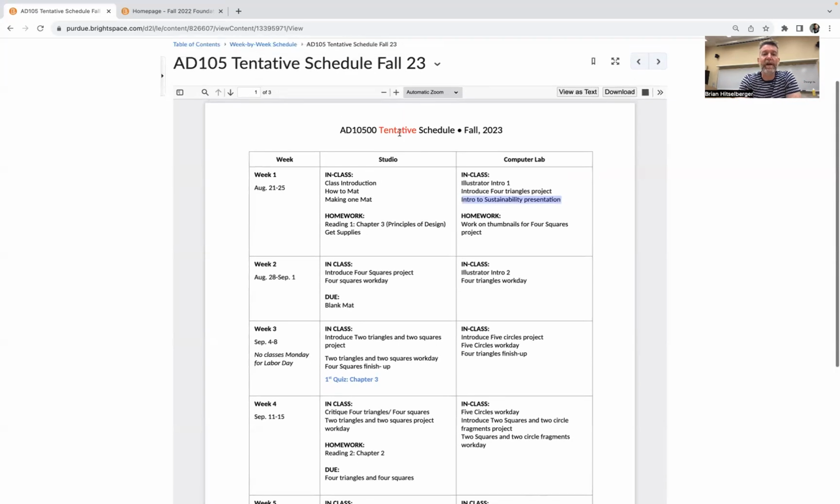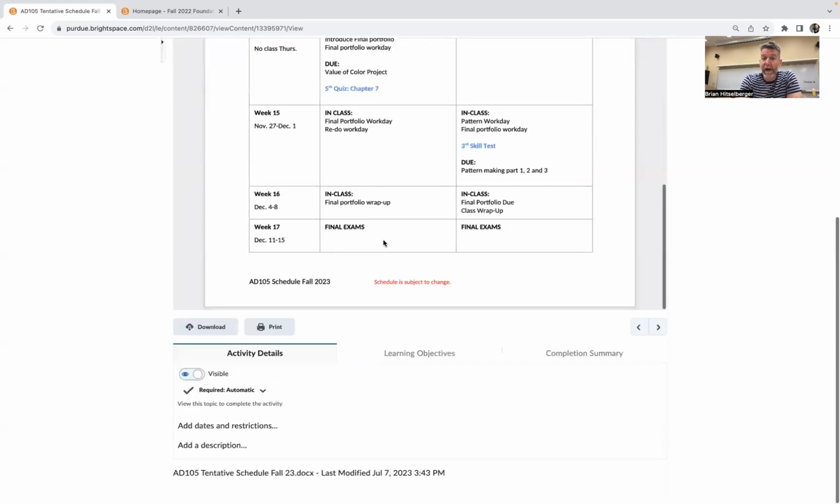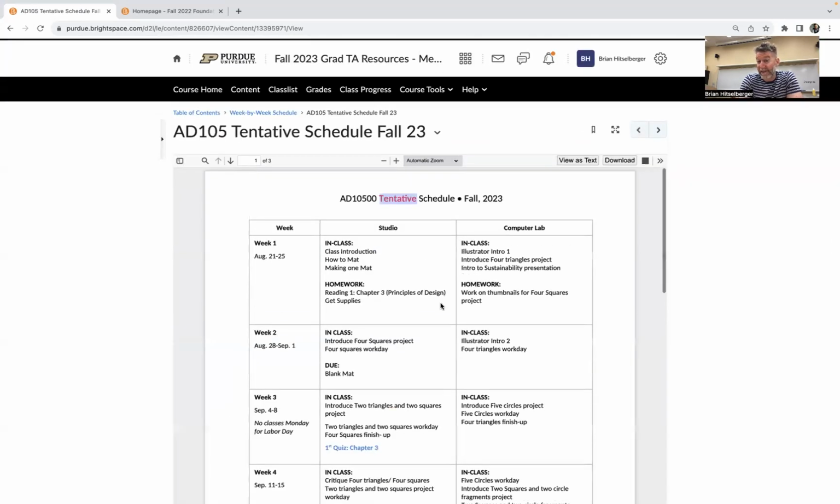And notice here, I have put the word tentative. Tentative means that this is a loose plan. I do everything I can to try and stick to this plan, but things happen.